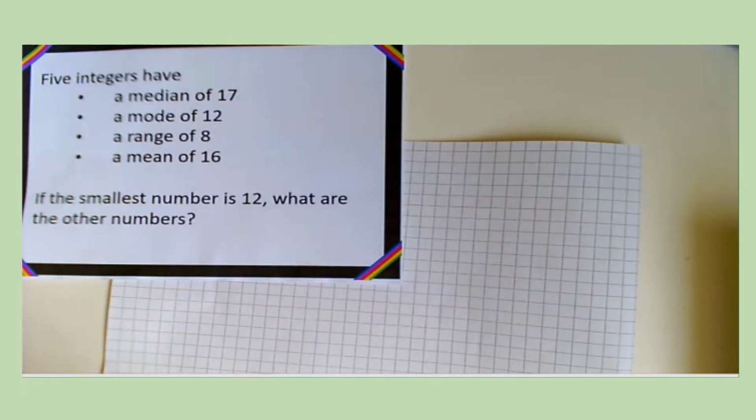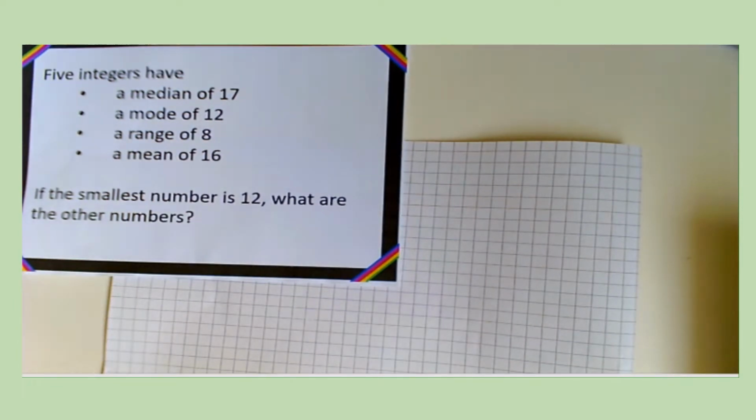So reading the question, it says 5 integers have a median of 17, a mode of 12, a range of 8, and a mean of 16. If the smallest number is 12, what are the other numbers? So integers are any whole numbers, negative, positive, including 0. So I know I'm going to have 5 numbers in my data.